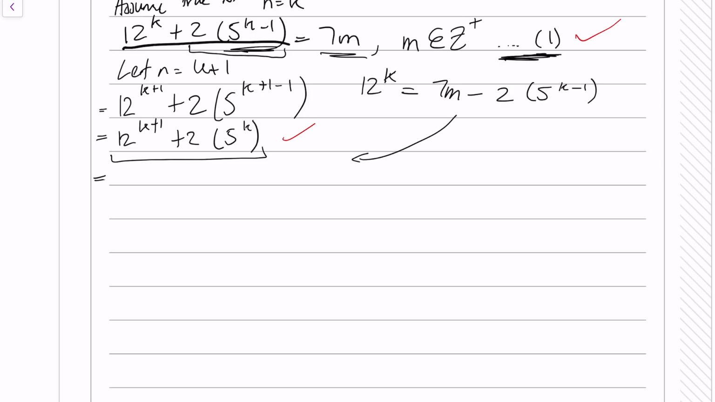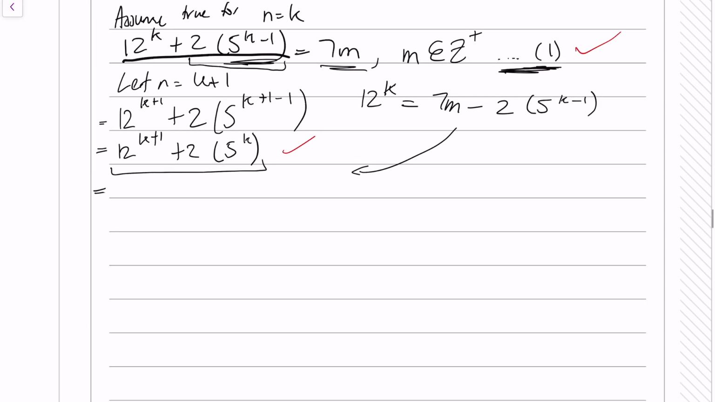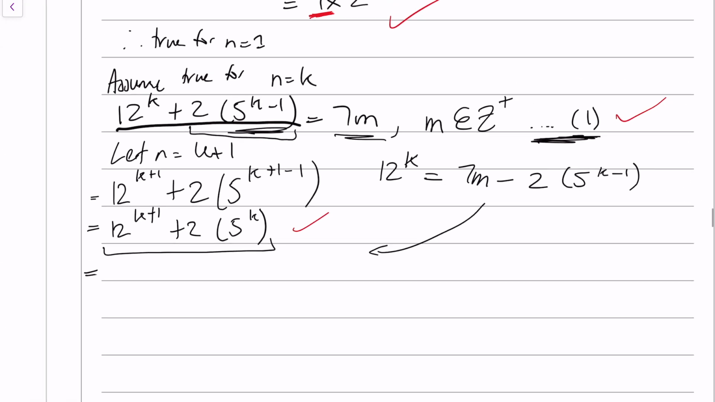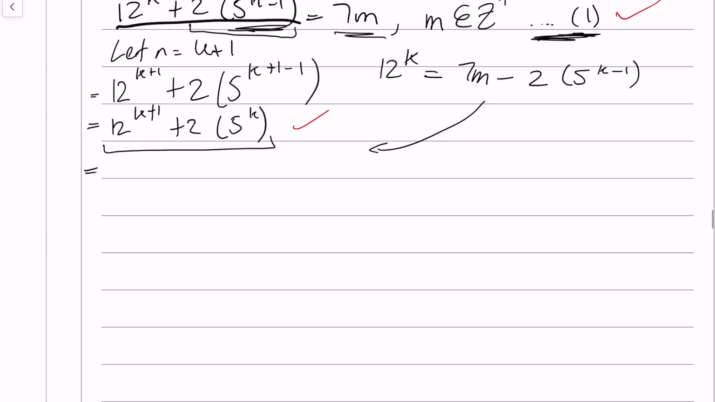But I need to use the assumption that I made in equation 1 here, right? So I need to use my index laws, knowing that 12 to the power of k plus 1 can be split into 12 to the power of 1 and 12 to the power of k, because multiplying two numbers with the same base but different powers is just adding those powers, so k plus 1. But now that I have a 12 to the k on its own, I can substitute that into here and then see what I'm working with.